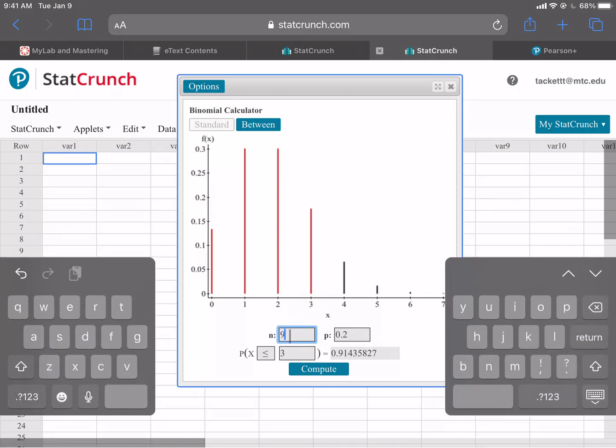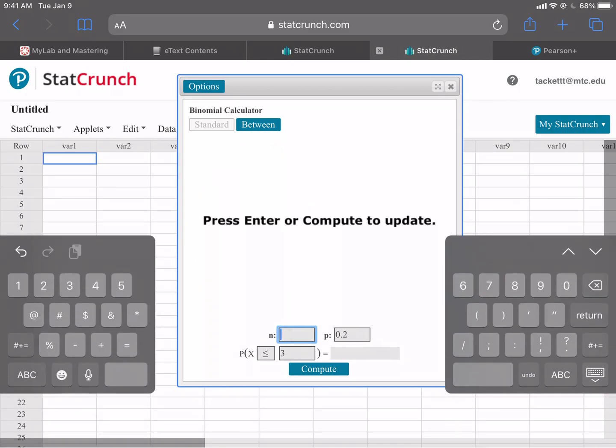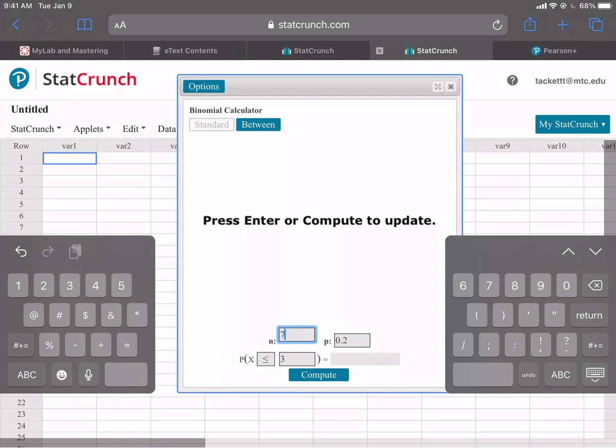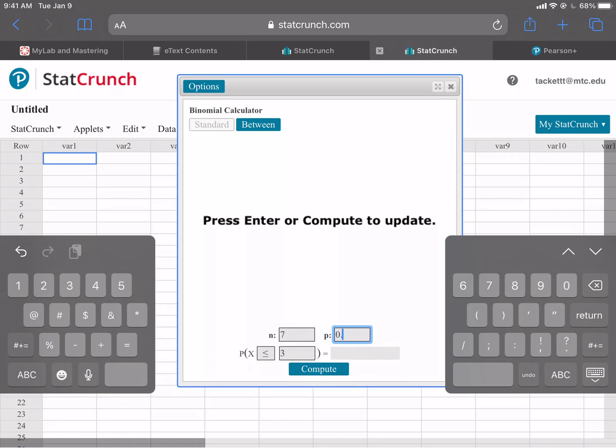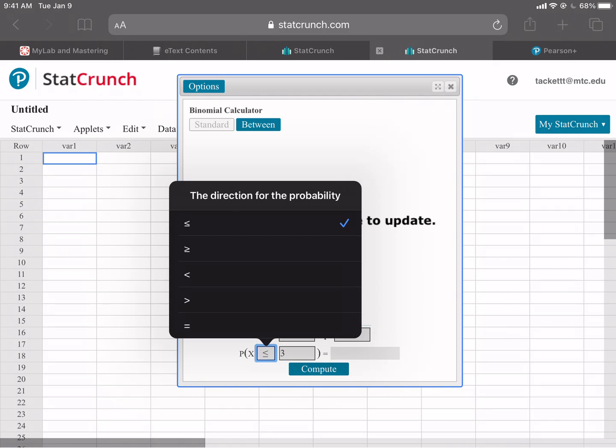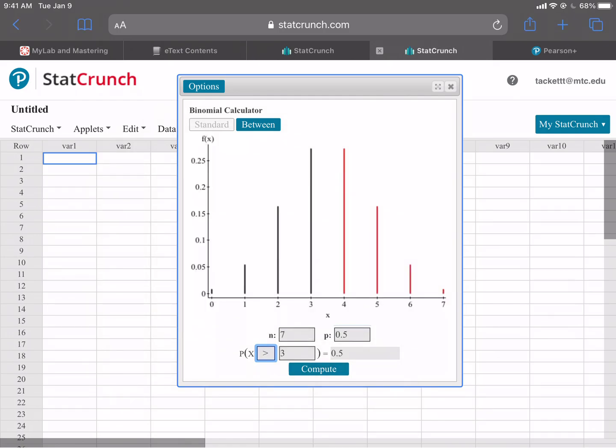all right, now we just have n being 7. Probability is 0.5. And we're finding the probability that x is greater than 3, and it's 0.5. So there you can see we have our symmetrical bell-shaped curve. This is the probability we're interested in. Greater than 3 would be 4, 5, 6, or 7.